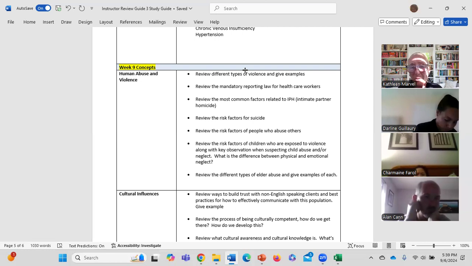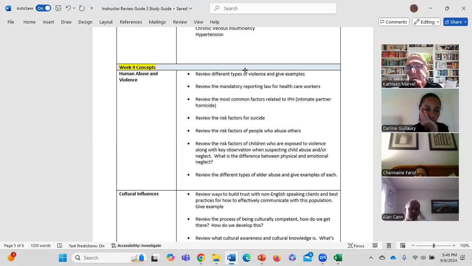Risk factors for kids who are exposed to violence, along with observations when suspecting child abuse or neglect. We talked about this in class. What's the difference between physical and emotional neglect? Physical is your basic needs, right? Medical care, food, clothing, shelter. Emotional is not being present, not being tuned into growth and development, emotional needs, nurturing needs.